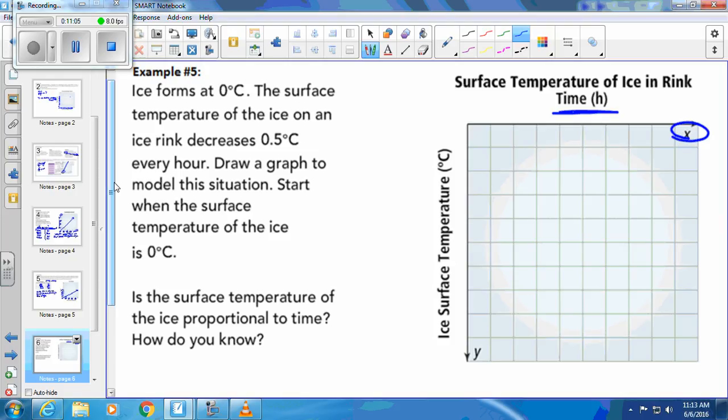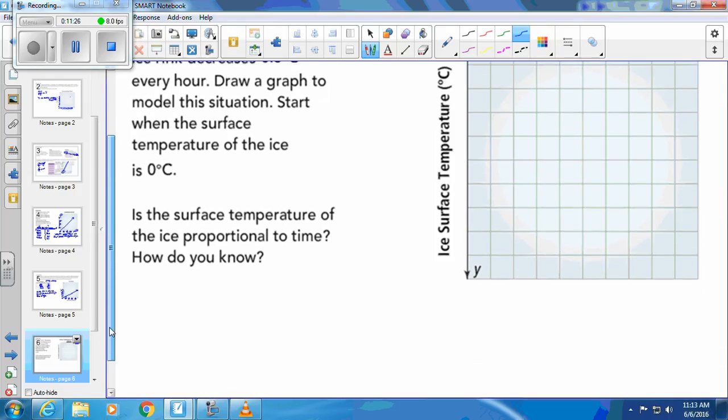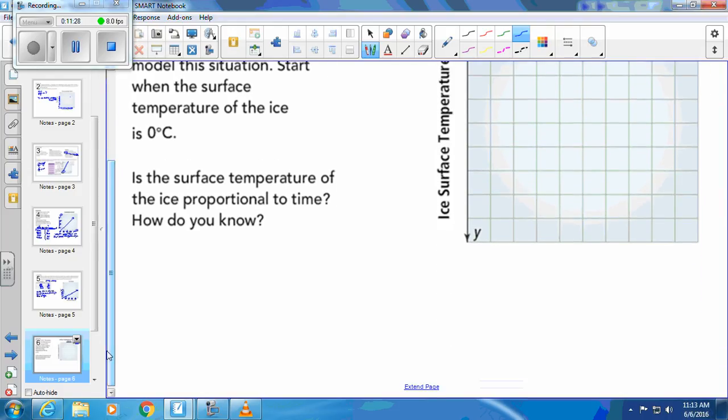So this says ice forms at 0 degrees Celsius. The surface temperature of the ice on an ice rink decreases 0.5 degrees Celsius every hour. Draw a graph to model this situation. Start when the surface temperature of the ice is 0. And then of course we'll be asking, is the surface temperature of the ice proportional to the time? How do you know? So I'm starting to set up at 0.